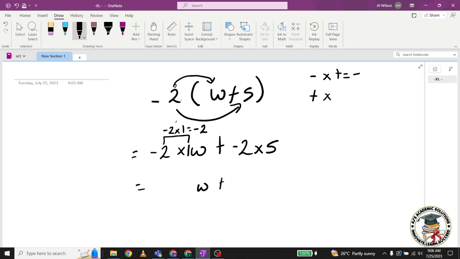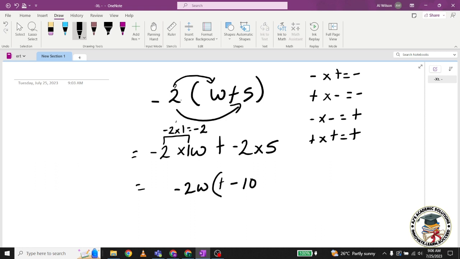Positive times a negative is negative. Also, negative times negative is equal to positive, and of course positive times positive is equal to positive. So if we look here, we have negative 2 times positive 1, therefore our answer is negative 2. And then we have negative 2 times 5, 2 times 5 is 10, and negative and positive is negative.